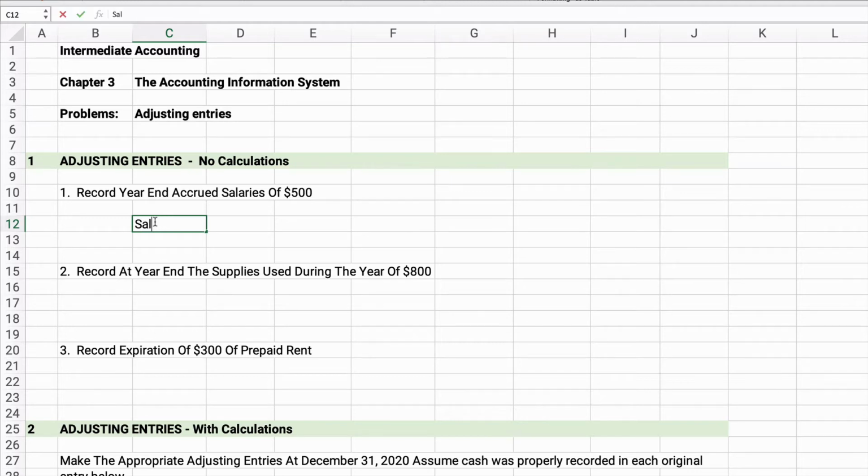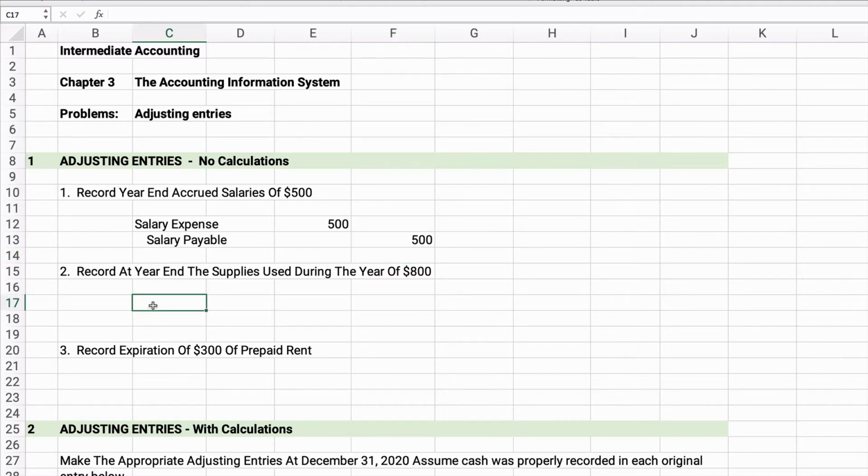So we're going to use an account salary expense. This is an expense, and we're going to use an account called salary payable. So salary expense, salary payable, we're going to debit 500 and credit 500. The expense goes up. We haven't paid this. It's an expense of this year, even though we're not paying that until next year. So salary expense is an expense that goes on the income statement, and salary payable goes on the balance sheet as a liability.